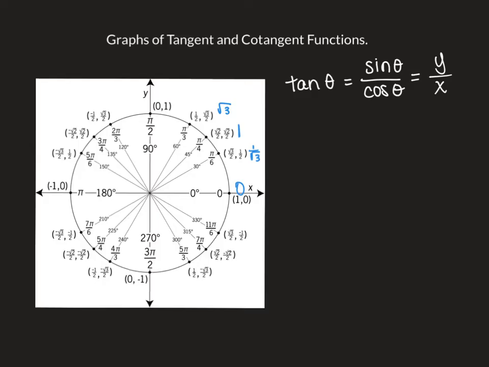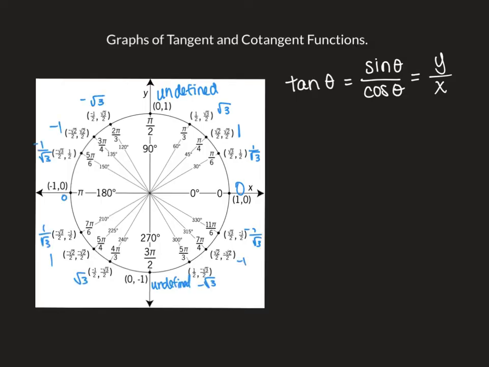And then tangent of pi halves, or 90 degrees, would just be 1 over 0. We cannot divide by 0, so the value for tangent at pi halves would be undefined or does not exist. Now I'm going to label the rest of the unit circle with the tangent values.